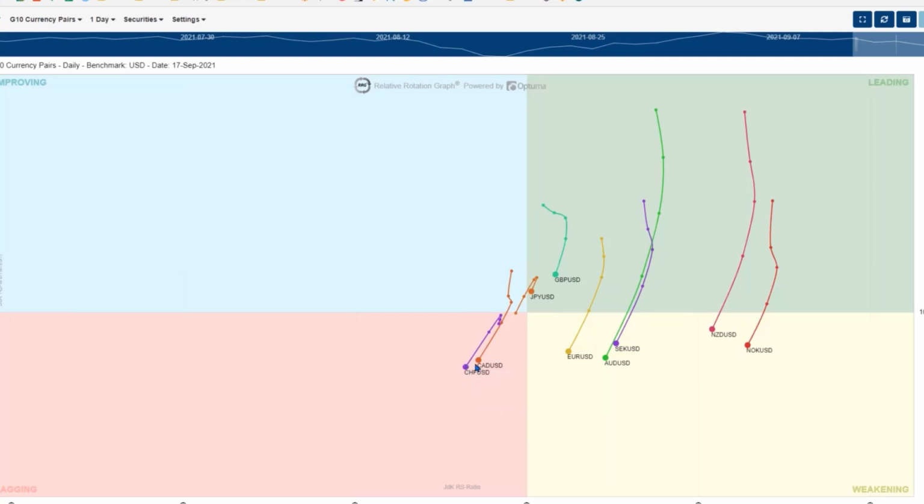The weakest is the Swiss franc, remains the weakest, and the Canadian dollar too, and the strongest, the Norwegian crown and the New Zealand dollar there. There's the pound, there's the euro. They're still slightly outperforming the dollar, but the direction is pretty clear for them.